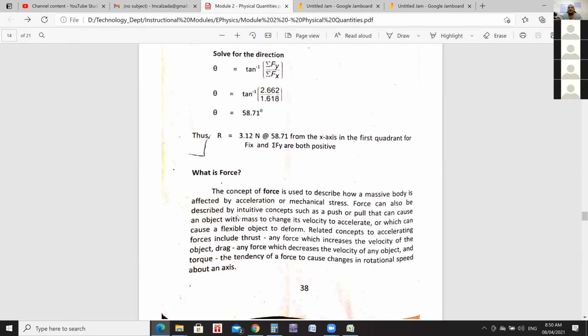Force can also be described by intuitive concepts such as push or pull that can cause an object with mass to change its velocity, to accelerate, or which can cause a flexible object to deform. Related concepts to accelerating forces include thrust, any force which increases the velocity of the object, drag, any force which decreases the velocity of any object, and torque, the tendency of a force to cause changes in rotational speed. No? In the kinds of force, we have thrust, we have drag, or we have torque.